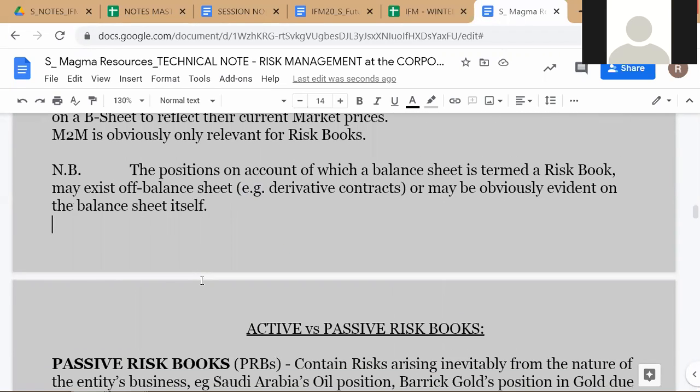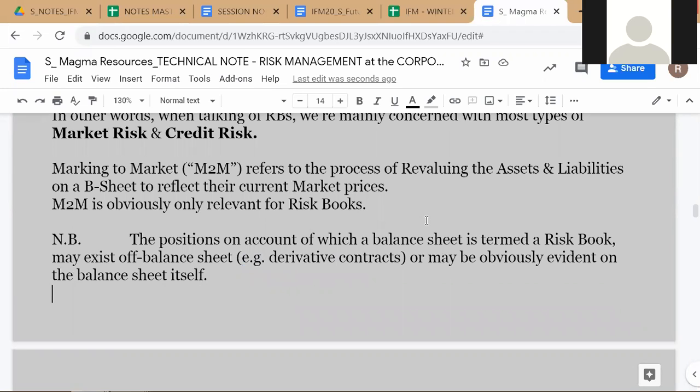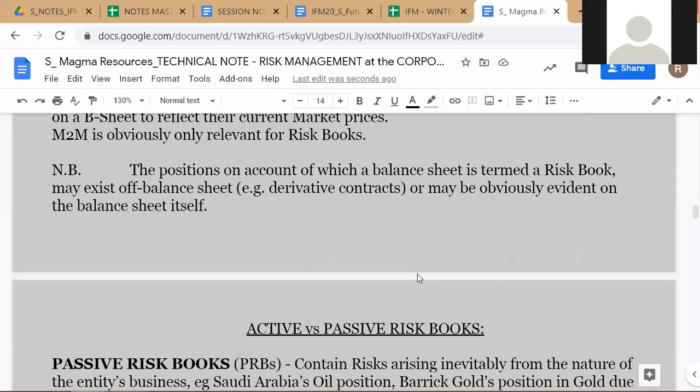Yeah. Some of these positions, because of which you call a balance sheet a risk book, may be off balance sheet also, like derivative contracts. Some of these may exist off the balance sheet, or some may actually be on the balance sheet itself. The idea here is only that some of these might exist off balance sheet, because obviously what is on the balance sheet is quite evident.